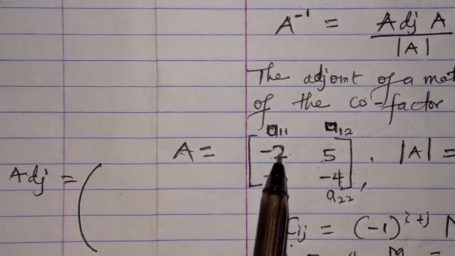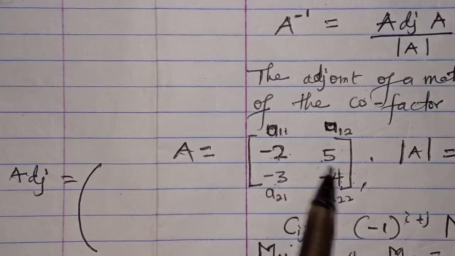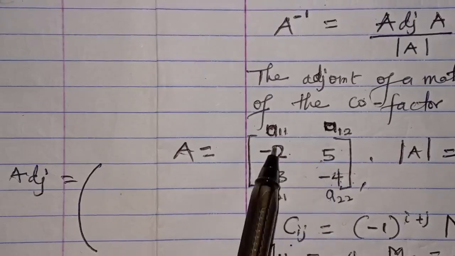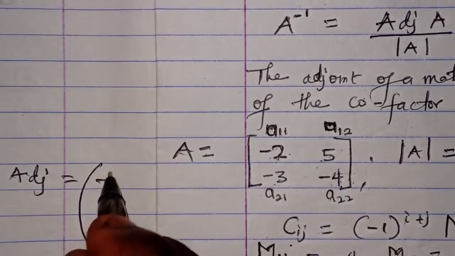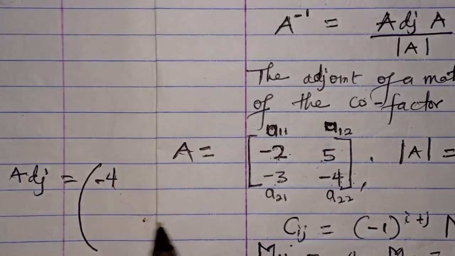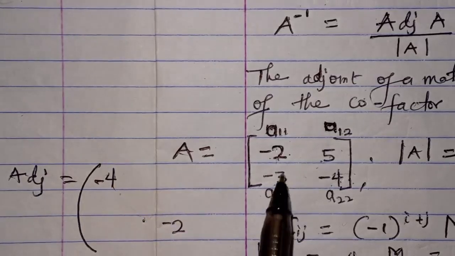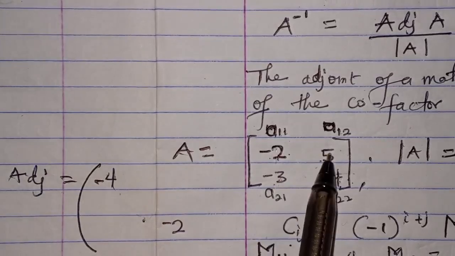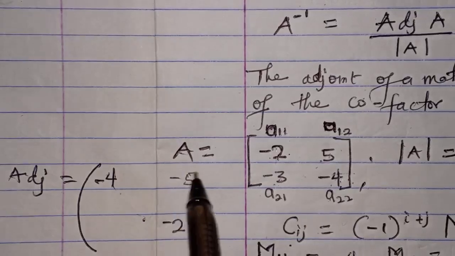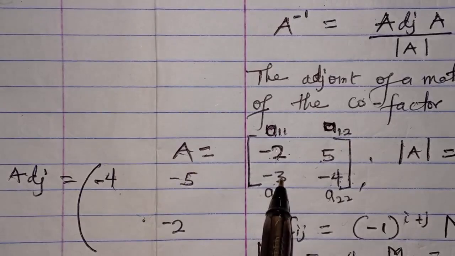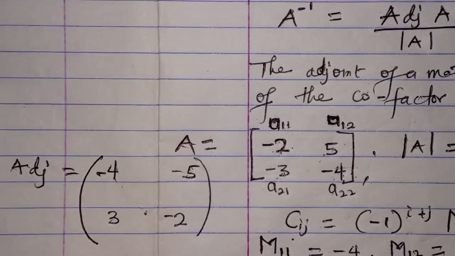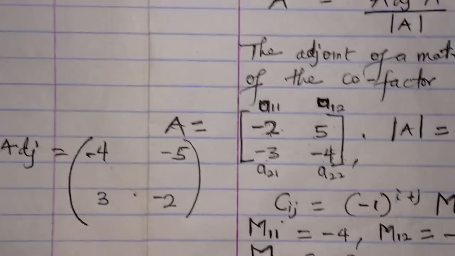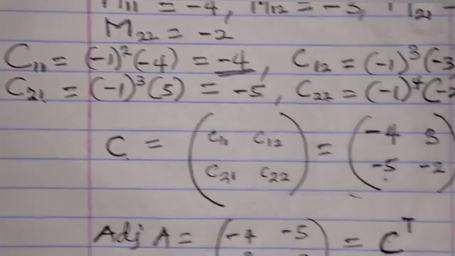This is the matrix A. I will interchange the positions of these two elements on the principal diagonal. Minus 2 will be here, minus 4 will be here. So this will be minus 4, minus 2. Then you see these two numbers, I will multiply them by minus 1. Multiply this by minus 1, it becomes minus 5. Multiply this by minus 1, it becomes 3. This is the adjoint of the matrix, without doing all the minor and cofactor stuff. And that's what we got as the adjoint of the matrix.